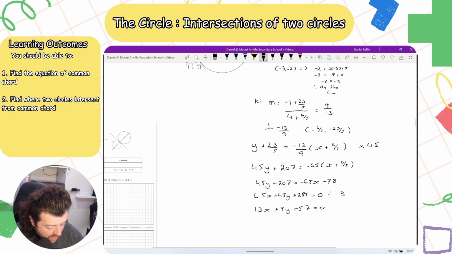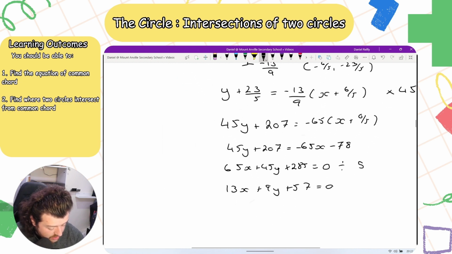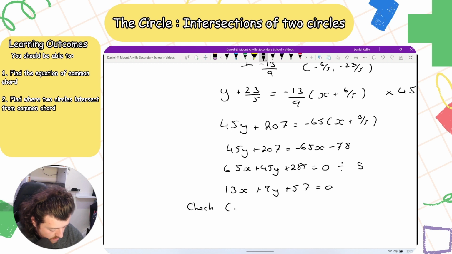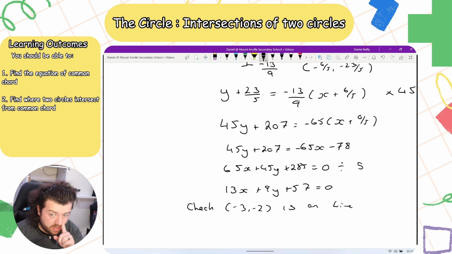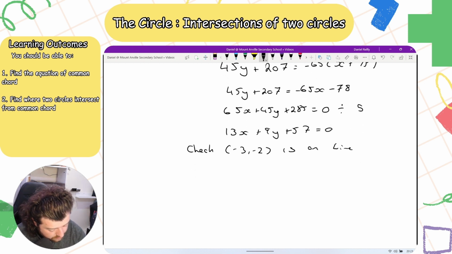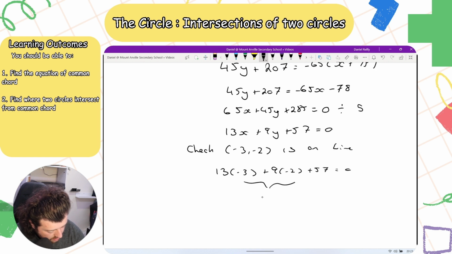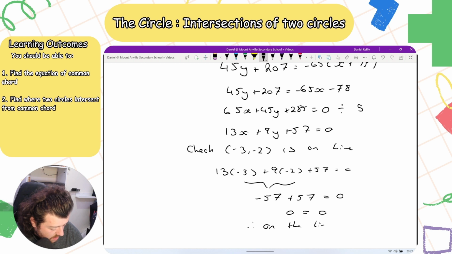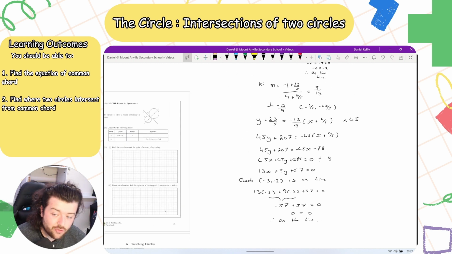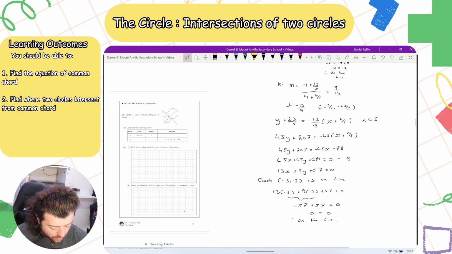Now, let's check if the point minus 3, minus 2 is on the line. So 13 times minus 3 plus 9 times minus 2 plus 57 equals 0. These are going to go to minus 57 plus 57 equals 0. 0 is equal to 0. Left-hand side is equal to right-hand side. Therefore, it is on the line. That was a tricky one. That was a very tricky one.